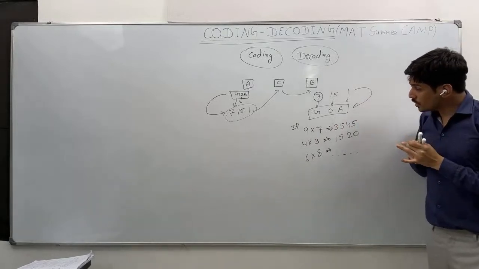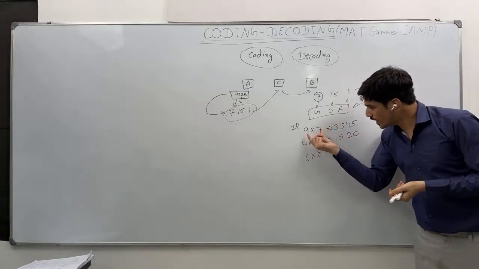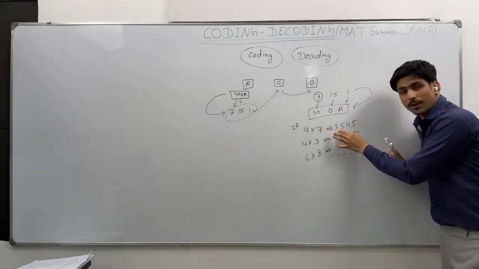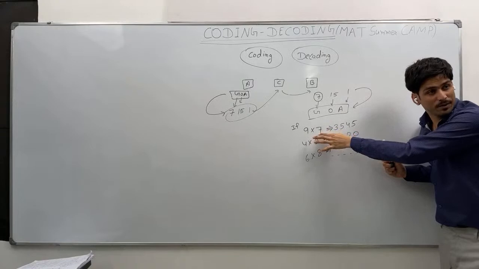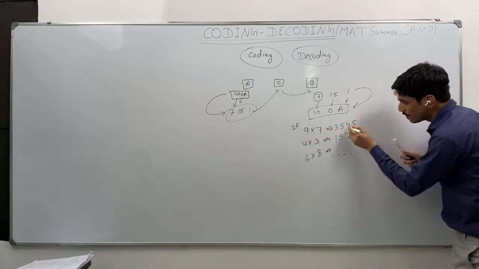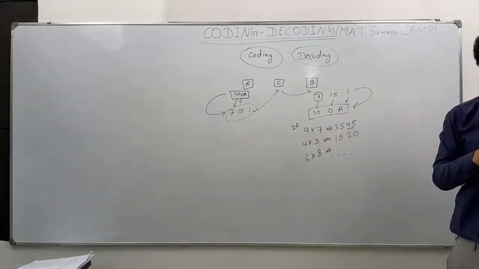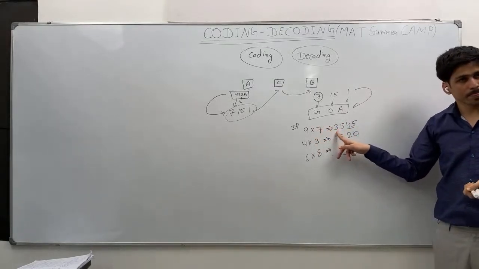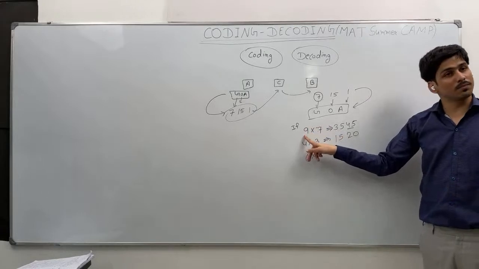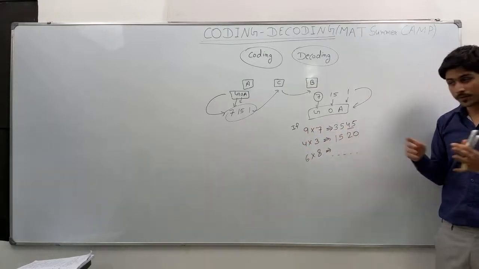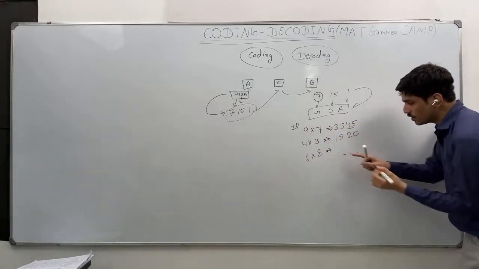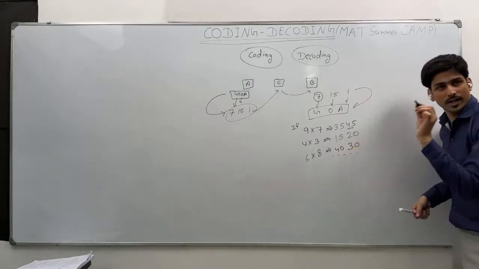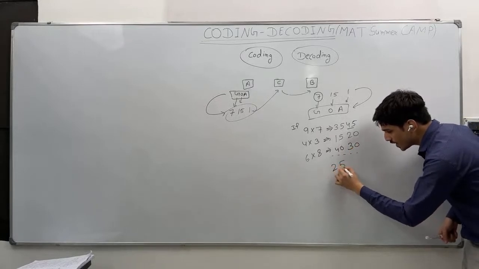But how have they coded 9 into 7 into 35 and 45? You see 35: how did they get it? 7 multiplied by 5 is 35. And how did they get 45? 9 multiplied by 5 is 45. It means the second digit they are multiplying by 5 and writing it here, and the first digit they are multiplying by 5 and writing it here. Clear? So if I apply similar logic here, what will come here? 30. Clear?